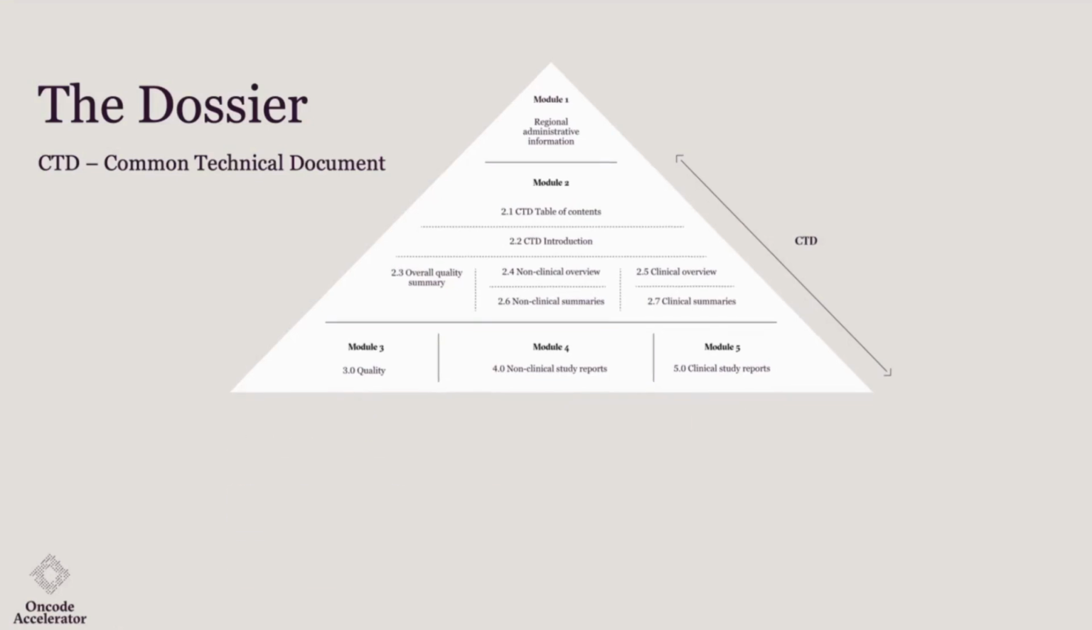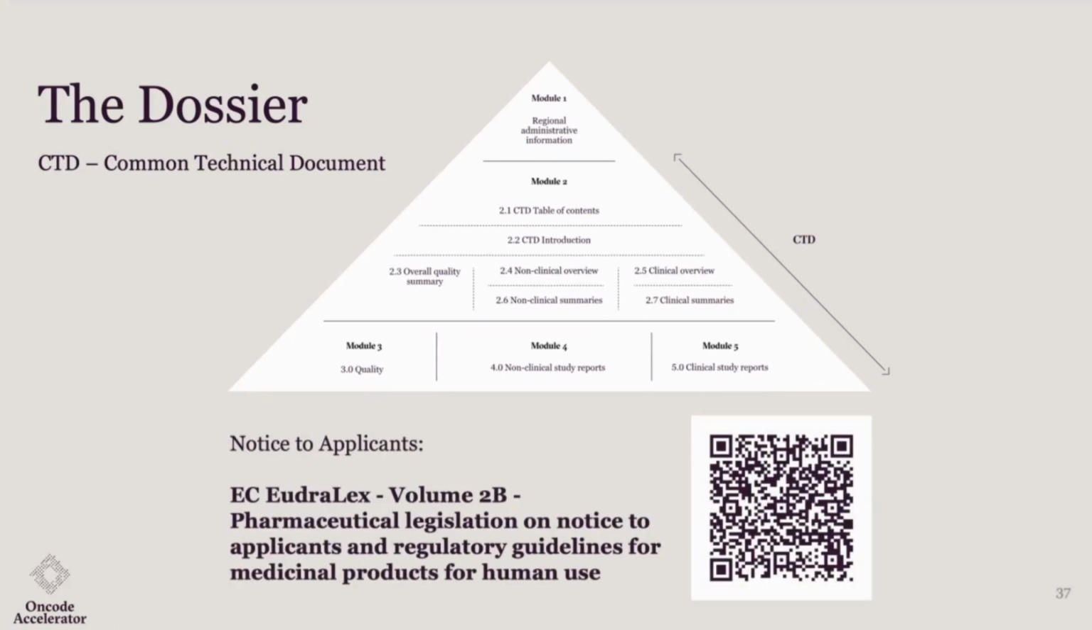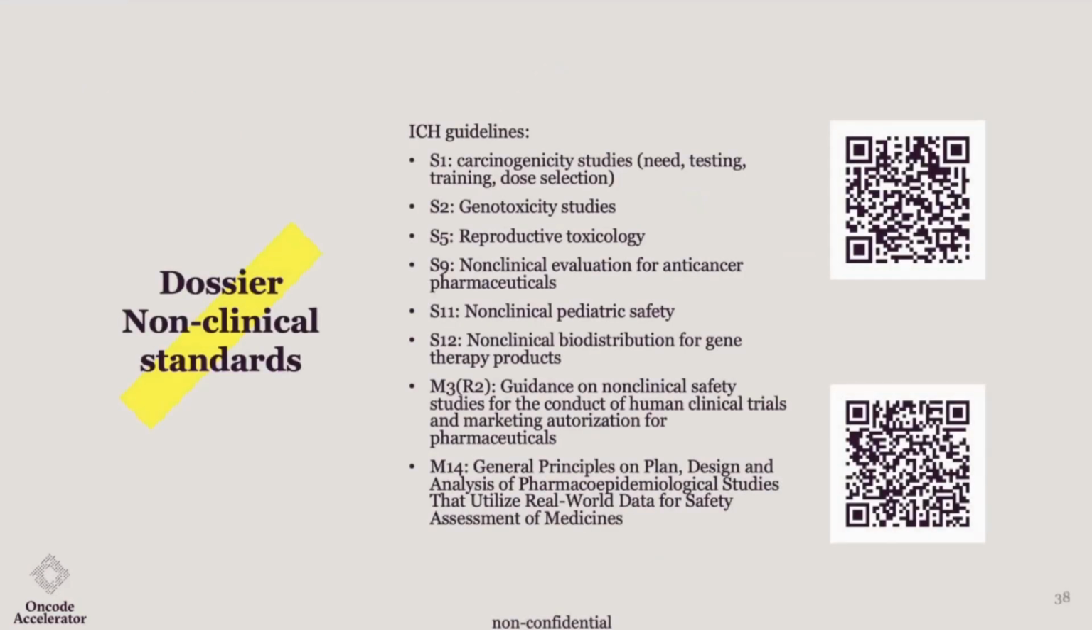Next slide, please. So if you want to know more about this, you can go to the European Commission's website. Volume 2B contains the notice to applicants, and it outlines what information should be where, and how it is stored in this dossier. Next slide. So I also wanted to sum up some ICH guidelines on the non-clinical development phase. These are important for drug development, and can help you to understand the matter and the design of your experiments. So please have a look if you want to know more about these.